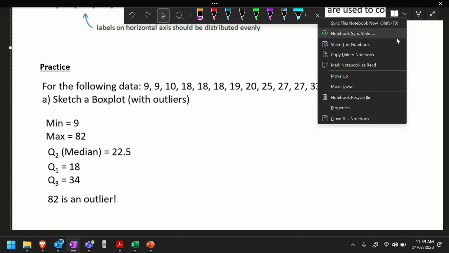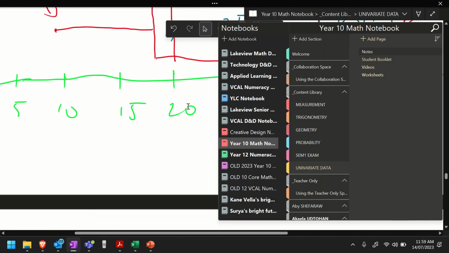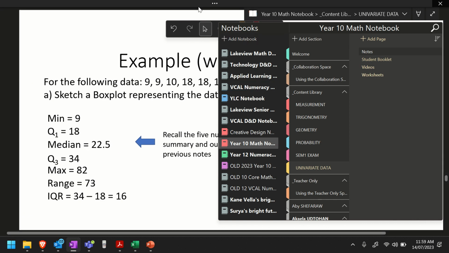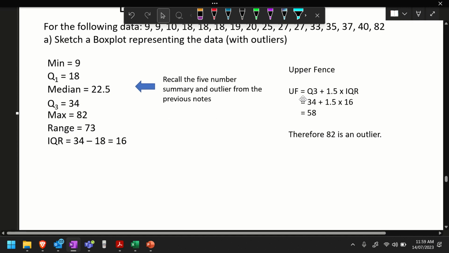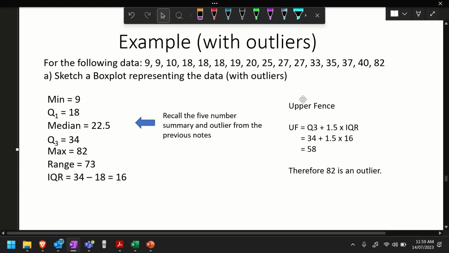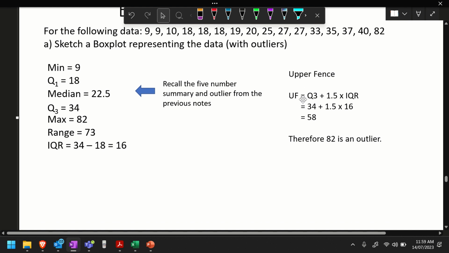Okay, let's do this one together. No, this one's different. I'd ask you guys to just watch me. Now we're going to do this one. Okay, this one has an outlier, so it's a bit different. So now I need to draw the same thing, but with the outlier. Slightly different, okay? So watch out for this one.